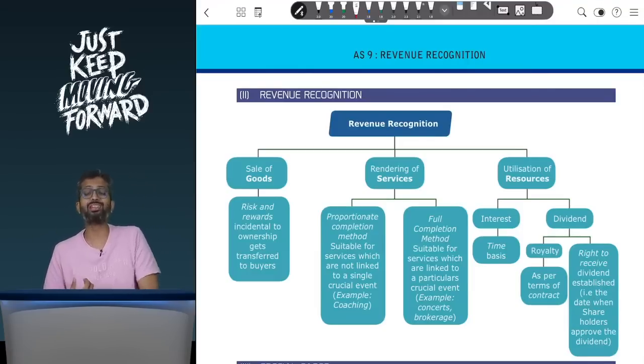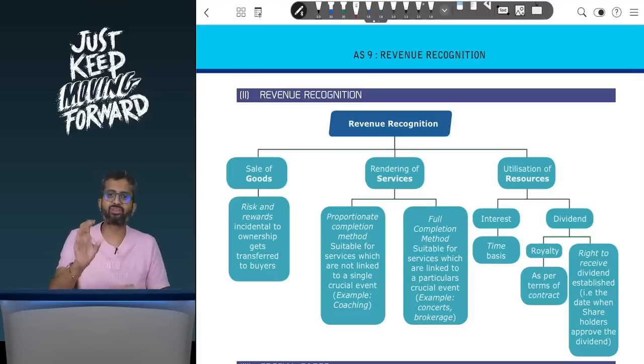And when it comes to rendering of services, when should you recognize revenue? Well, under the full completion method, you will recognize revenue once the service is fully rendered.